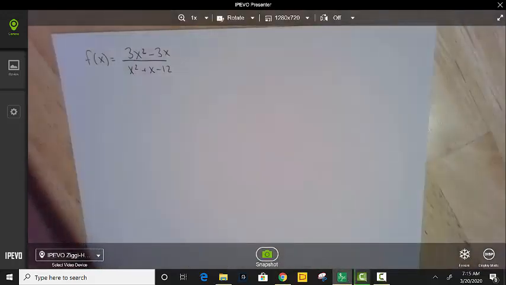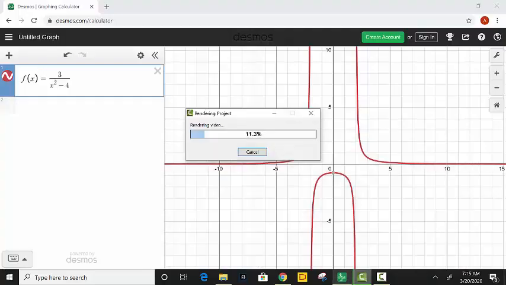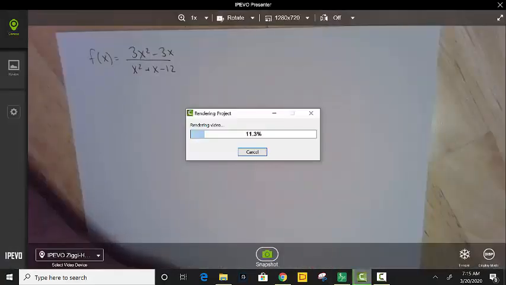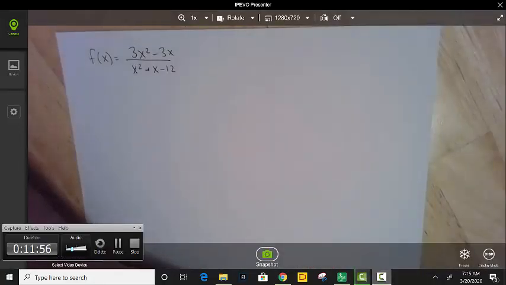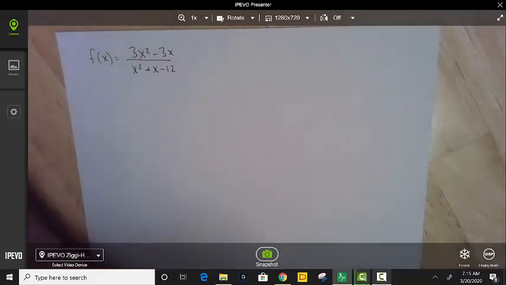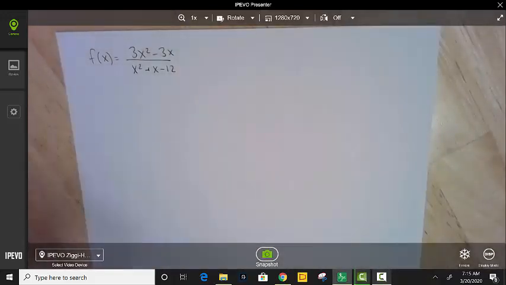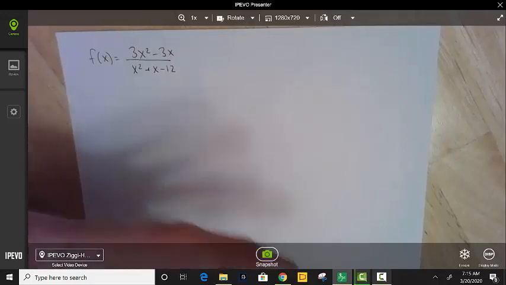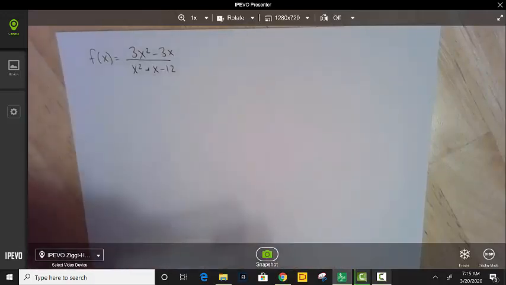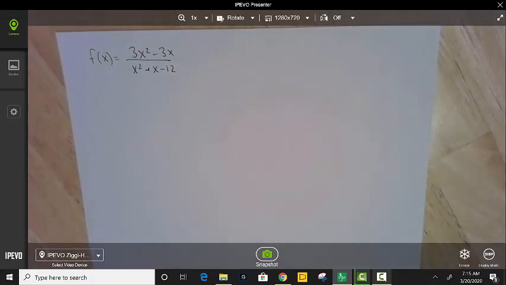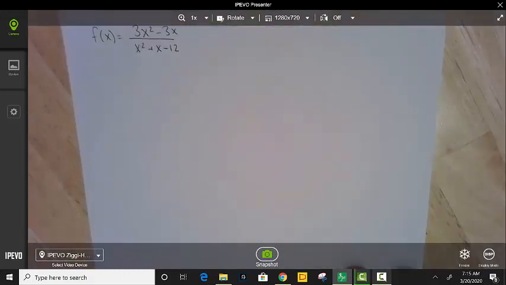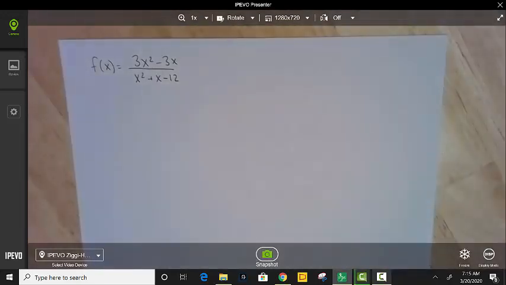Alright guys, and this is going to be the last one that we cover in this video. The next video I'm going to do is going to be, what do we do when the graph has a hole in the graph? What do we do when the graph has a slant asymptote? And what do we do if the graph doesn't have any vertical asymptote? So the video is going to be like rational functions, special cases, if you will. But this is going to be our last problem that we cover in this video.